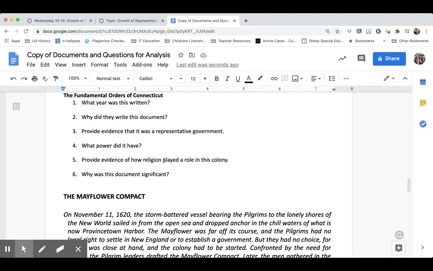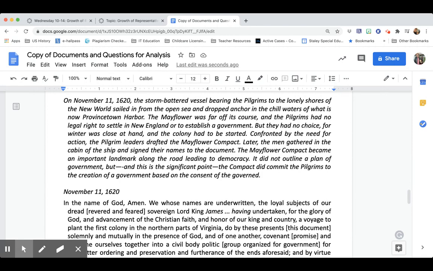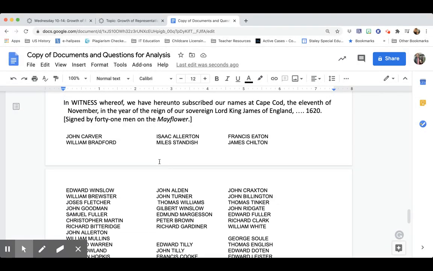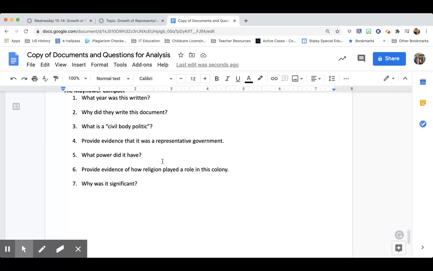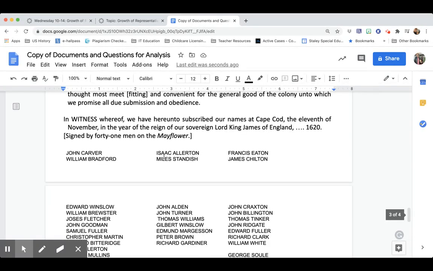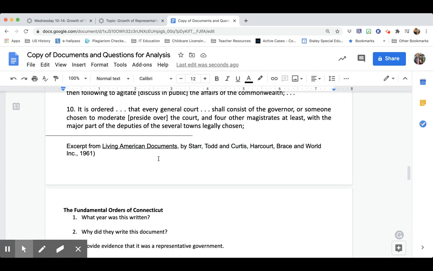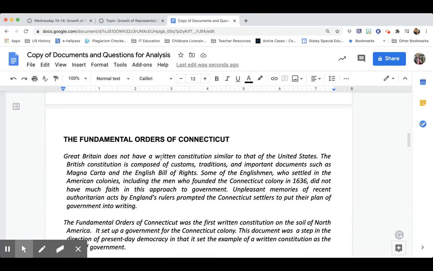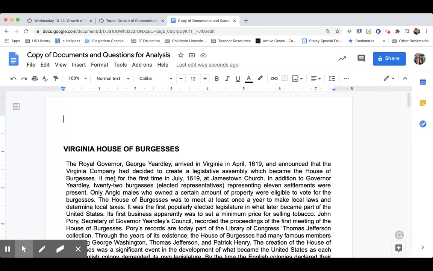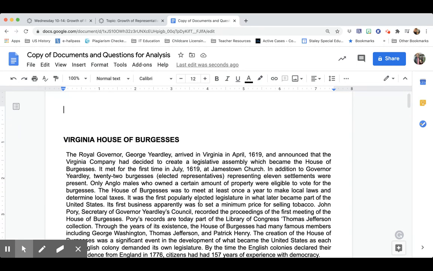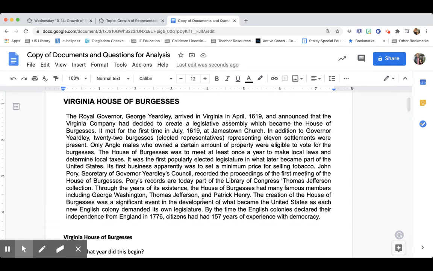six more questions. We have the Mayflower Compact. And again, this time seven questions. So you're going to need to answer all of those questions after you read the document. And again, make sure that you're using evidence from the text to support your conclusions. So that means that you can be pulling quotes or referencing specifics in your reading when you are answering the questions, okay?